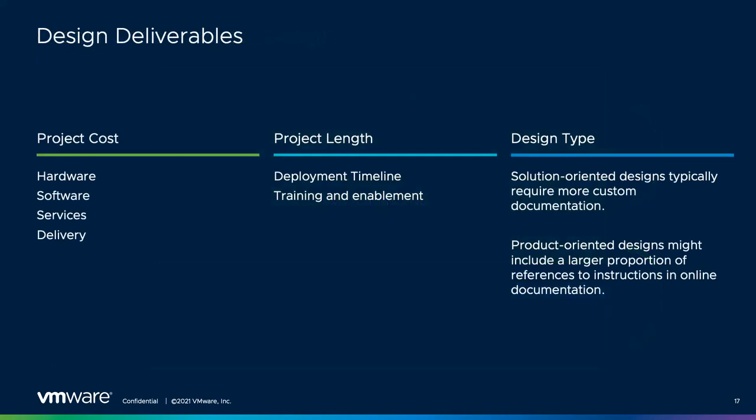So at the end of it you're going to come out with a set of design documents, and the number and type of the documents are going to vary by project. There are lots of different factors that are going to dictate the number and type of those documents. Solution-oriented designs will typically require a lot more custom documentation. Product-oriented designs tend to include a larger proportion of references to instructions and online documentation, things of that nature.